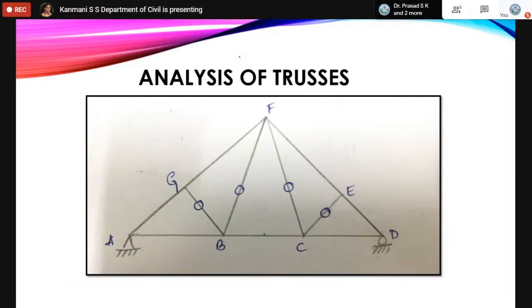If we take the whole structure, equations of equilibrium available are only 3 again: sigma Fx equal to 0, sigma Fy equal to 0, and sigma Mz equal to 0. If you have only 3 equations of equilibrium, and only 3 unknown forces, all 3 unknown forces can be solved by the 3 equations of equilibrium. Then the degree of indeterminacy will be equal to 0.